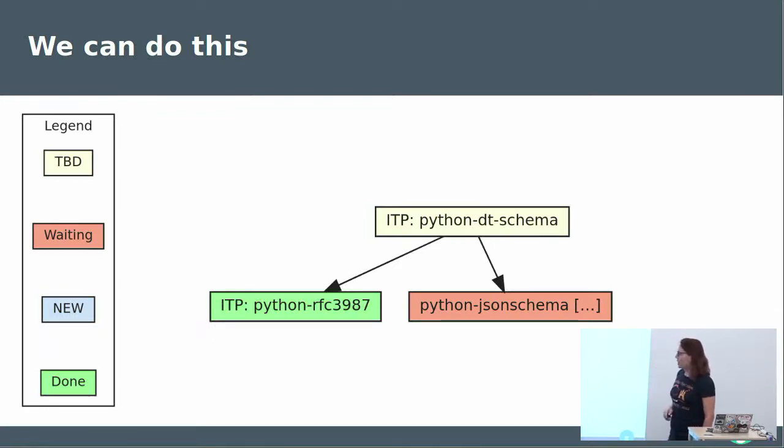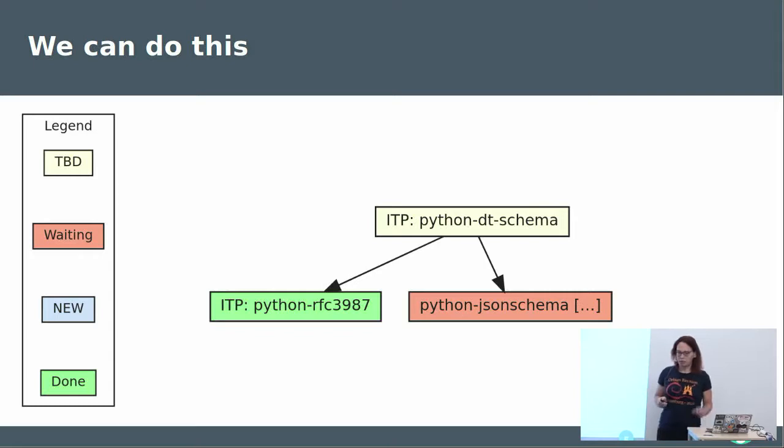There's a small legend on the left side with some colors. And this is for only one package named python-dt-schema, which depends on two things. So you can see one ITP on the left side, which is marked as done because it has been packaged, so closed in the BTS. And the other one is not an ITP, but it's a classic bug. So there's no ITP in the beginning, but there's some dots at the end.